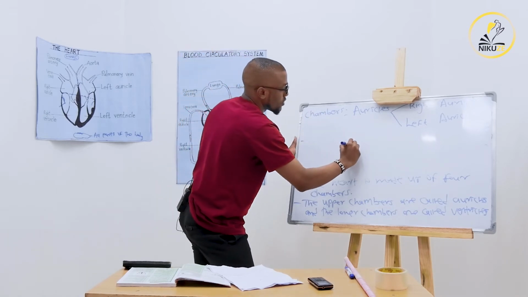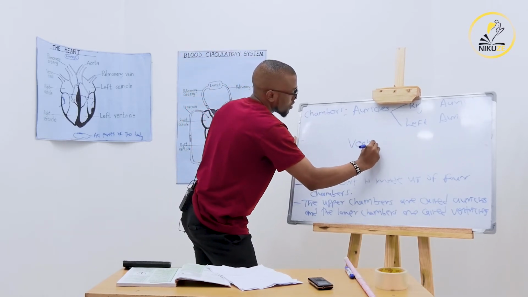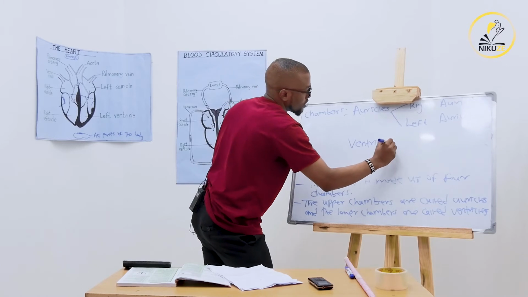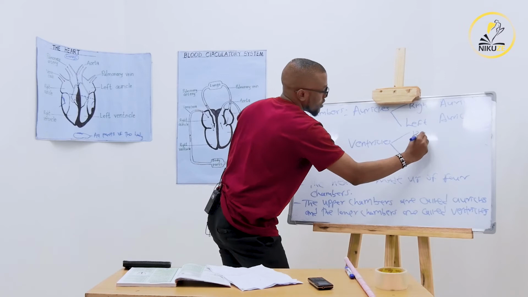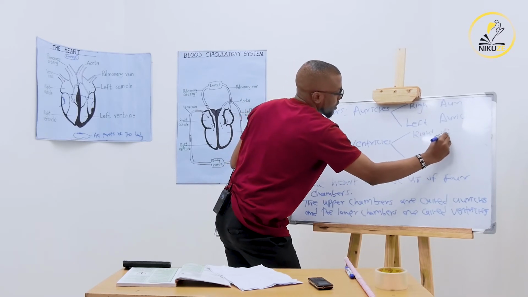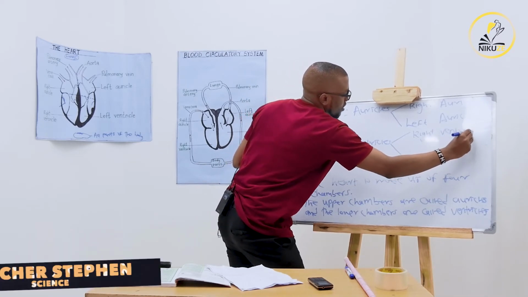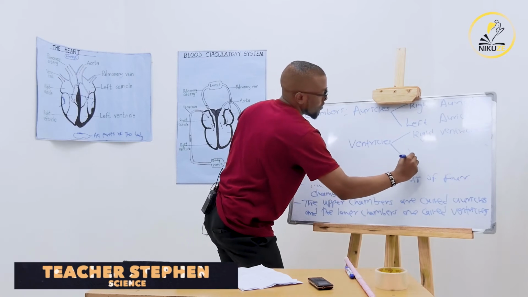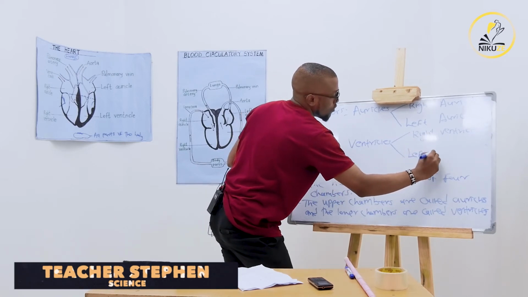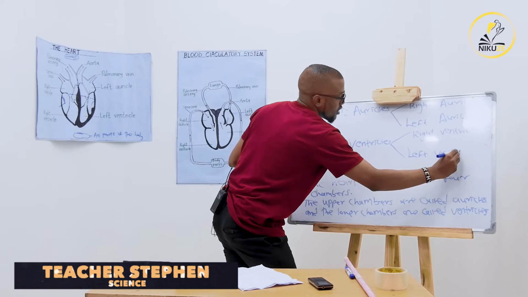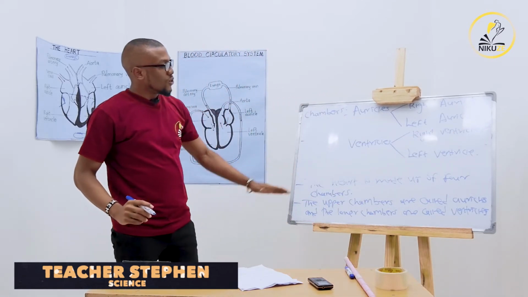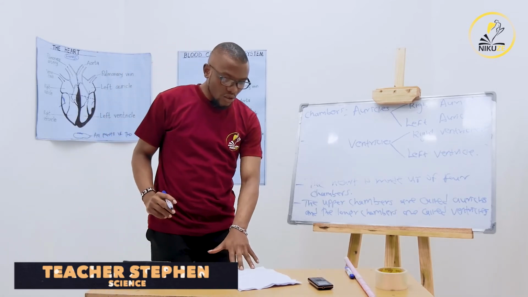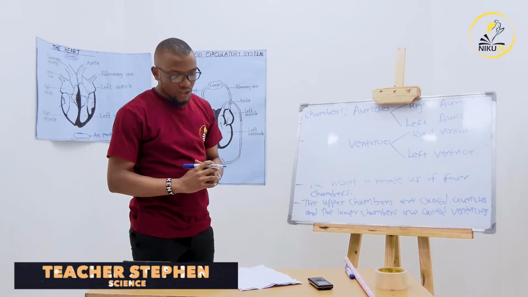Then we come to ventricles, the same. I've got the right ventricle, and we also have got the left ventricle. Those are the 4 chambers of the heart. Very, very important and a common question. Make sure you take note of that. So this is the sketch of how it looks like.